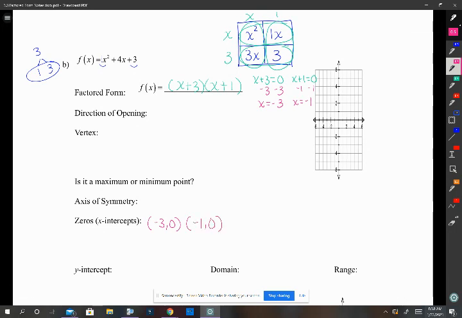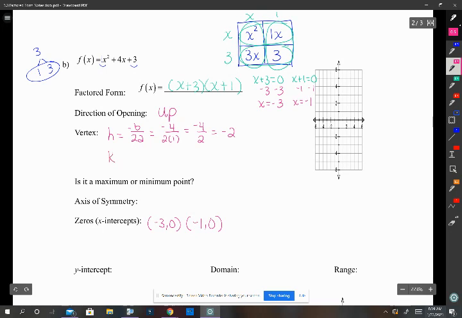And then the direction of opening, as we go back up here, direction of opening, A is positive, so it's going to go up. And then we're going to find our vertex. So h is equal to negative b over 2a. So we're going to go negative 4 over 2 times 1. So that's negative 4 over 2, or negative 2.